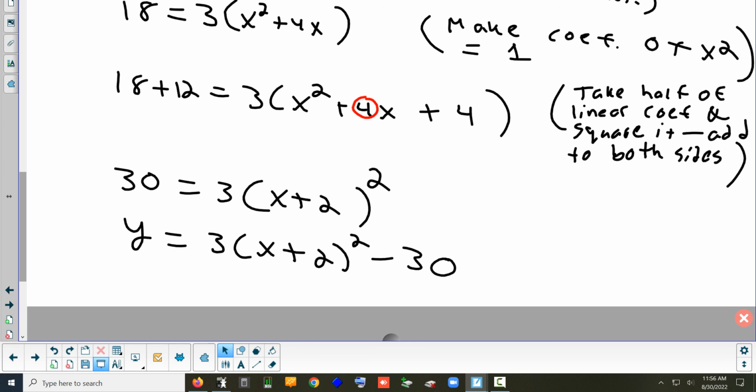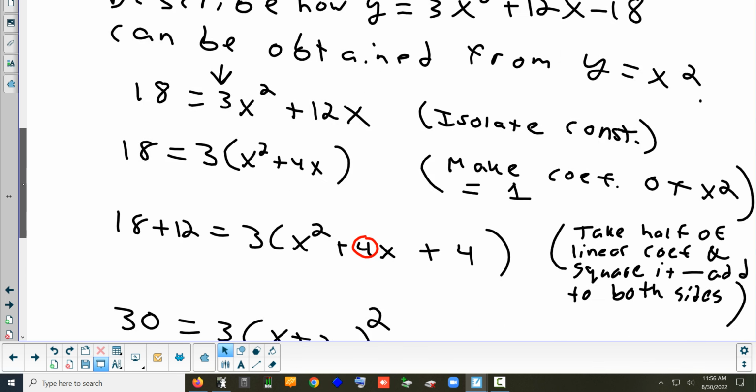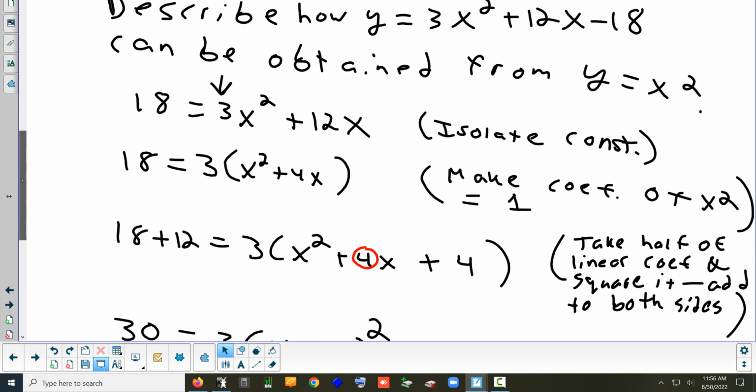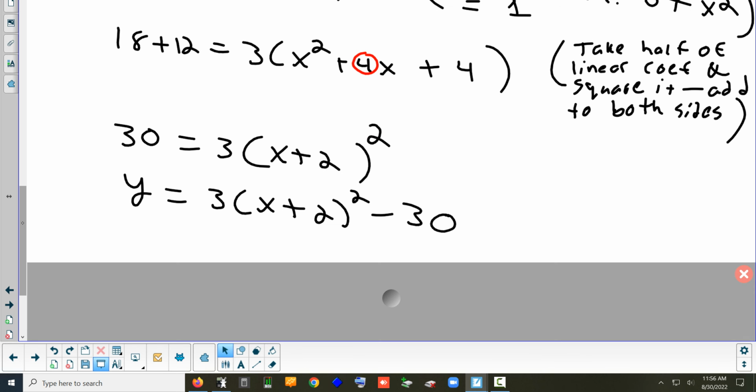Now we can see pretty clearly there are 3 transformations. Shift left 2, vertical stretch by a factor of 3, and then shift down 30. You couldn't see that before you completed the square. Like if you go back and look at the original problem, where's the 30? There's no 30. It just happened because we completed the square.